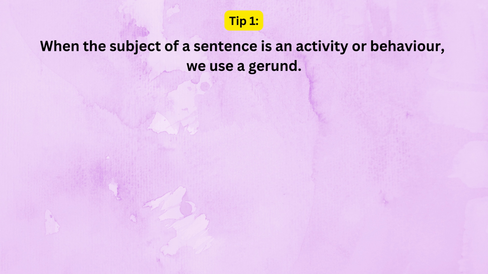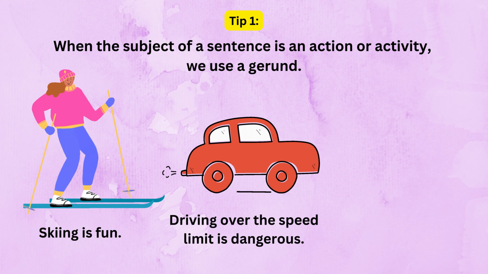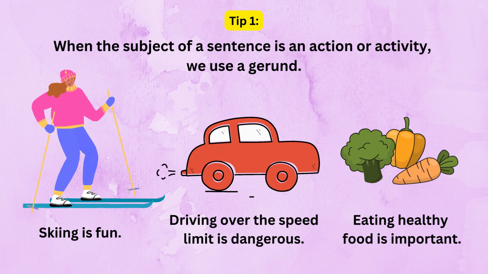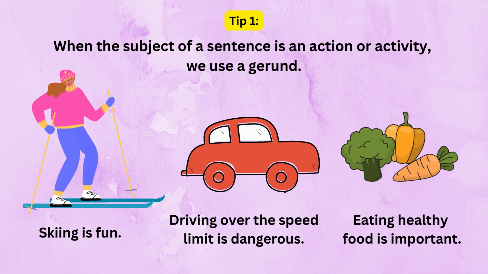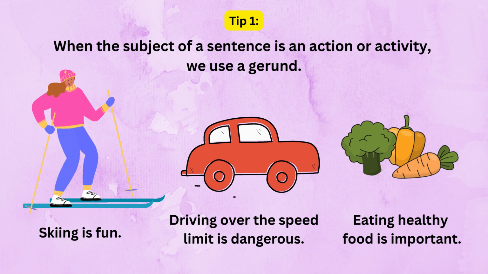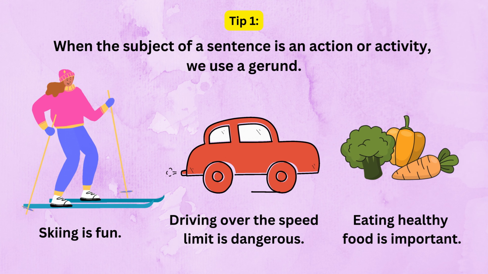Tip number 1. When the subject of a sentence is an activity or behavior, we use a gerund. Skiing is fun. Driving over the speed limit is dangerous. Eating healthy food is important. In these examples, skiing is an activity, and driving over the speed limit and eating healthy food are behaviors or actions.